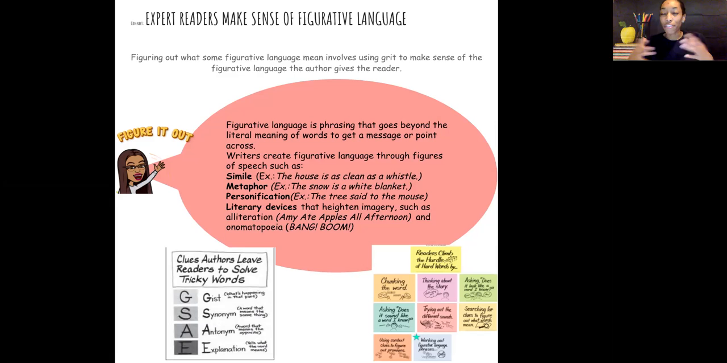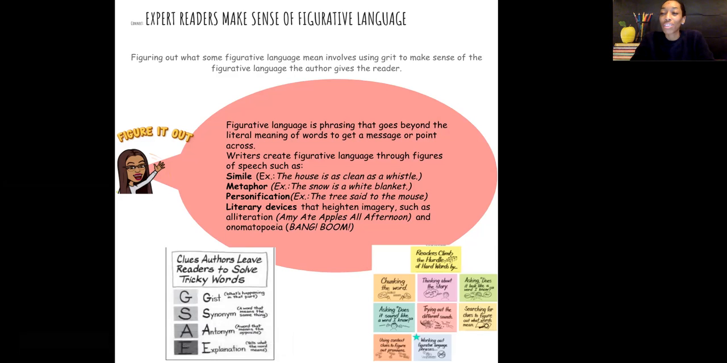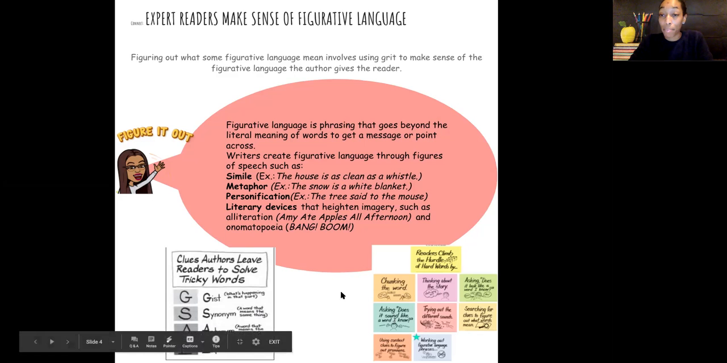Literary devices are different things that authors use to heighten imagery, which means they want you to really get a nice picture in your mind of what's happening, what it sounds like, what it feels like. So they'll use alliteration sometimes, they'll use onomatopoeia sometimes, which gives you the sound effect, what that sounded like. So these are the different types of figurative language authors use. They really want their readers to feel like they're inside of that story, visualizing, imagining, hearing things, feeling things, and really understanding what's happening in the story.